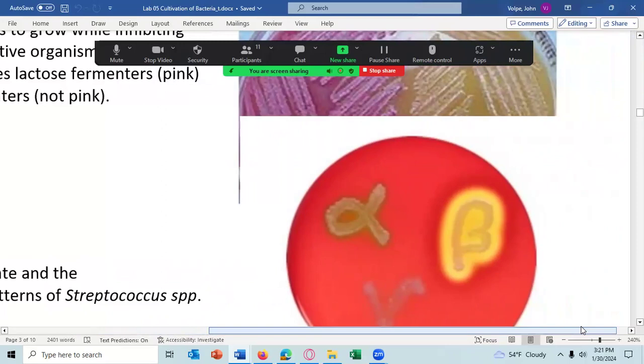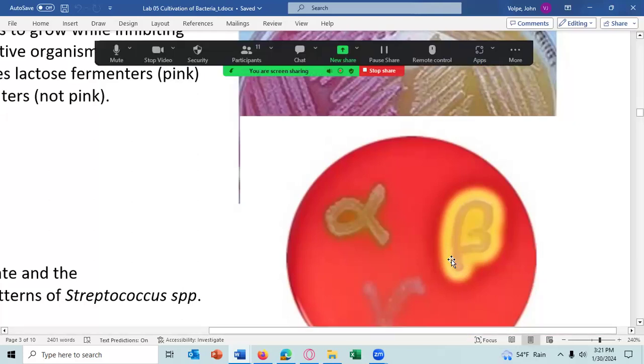The third hemolytic activity is beta hemolysis, where the red blood cells are completely lysed. So in the white beta, we have the streak of bacteria growing, and around the beta, we have a clear zone where all of the red blood cells have been lysed. This is beta hemolysis, or beta hemolytic activity, where all of the red blood cells are lysed.